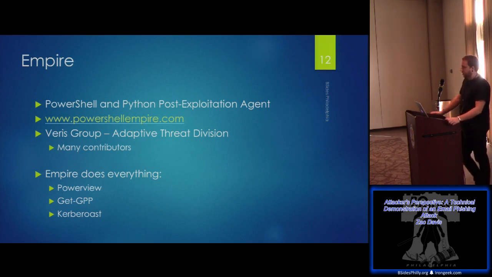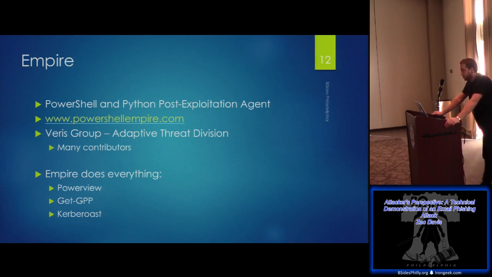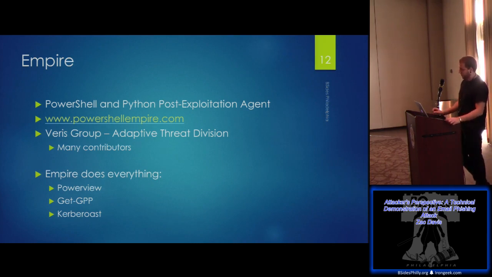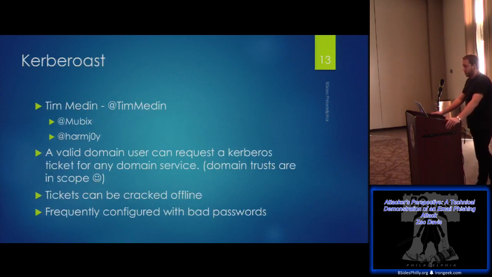So the ones we're going to be looking at today, a few modules, is PowerView. So we're going to be using PowerView functionality within Empire to enumerate the network. Get-GPP. If you don't know what group policy password files are, I'll go over that when we get to it. But basically, we're going to use it to extract clear text passwords from some group policy files. And then finally, we're going to talk about Kerberoasting. Actually, going to talk about that right now.